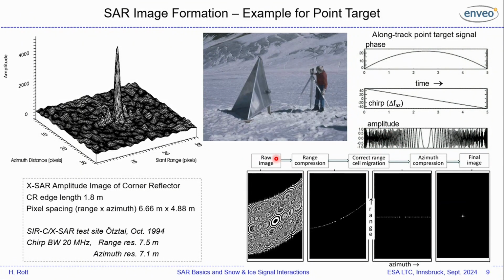And what is shown here would be the raw image of a point target. Then we perform the range compression, which still has a curvature because the distance in the different azimuth points varies across the swath. This is then the range curvature correction, called cell migration, and then we perform azimuth compression and get the final image.